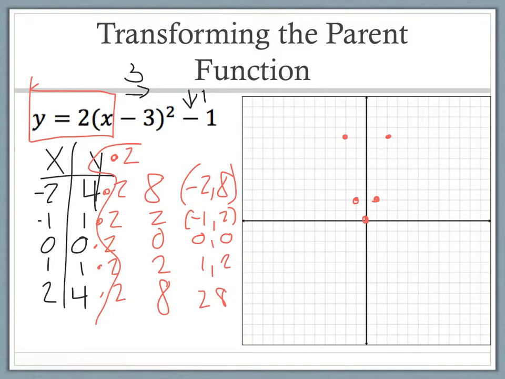Before I do this, I'm going to shift my points. I'm going to go to the right 3, down 1, to all these points. So right 3, down 1, right 3, down 1, right 3, down 1, right 3, down 1, and then on the other side, right 3, down 1. Okay. Now I'm going to draw in my parabola.